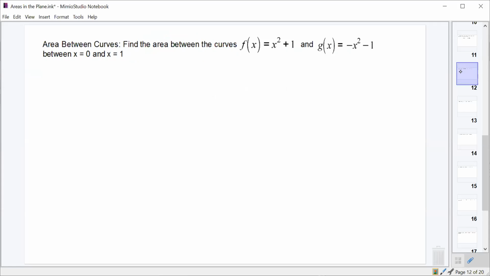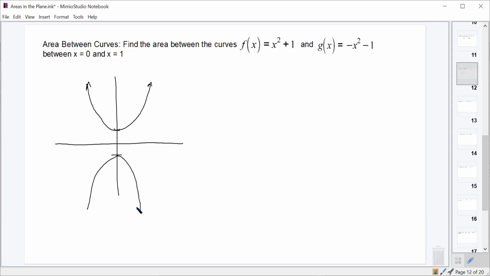All right. So let's see if we can find the area between these two functions, x squared plus 1 and negative x squared minus 1. So here is x squared plus 1, and here is negative x squared minus 1. And we are just looking between 0 and 1. So we are interested in the area of this region right here.